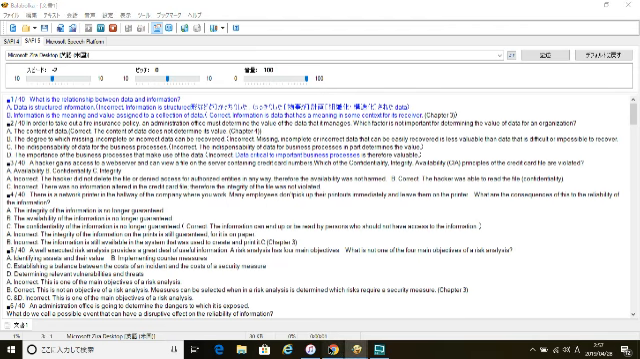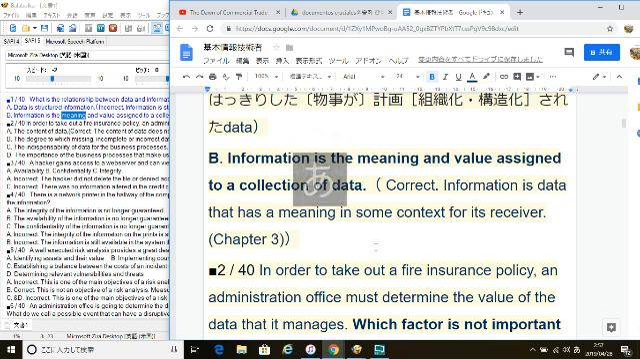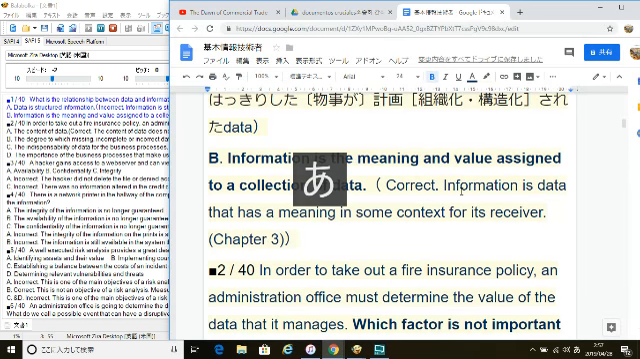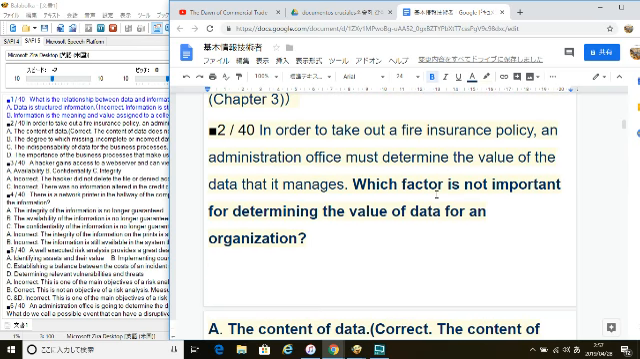B. Information is the meaning and value assigned to a collection of data, correct. Information is data that has a meaning in some context for its receiver. Chapter 3.